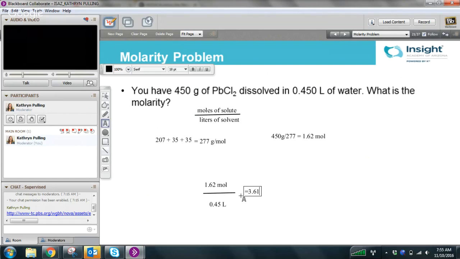What's the unit for molarity? Hopefully you are saying capital M. And then what else do I have to remember to include? Afterwards, you want to put the chemical formula for the substance that you are dissolving, your solute. So it'd be PbCl2. So that's molarity, moles per liter.